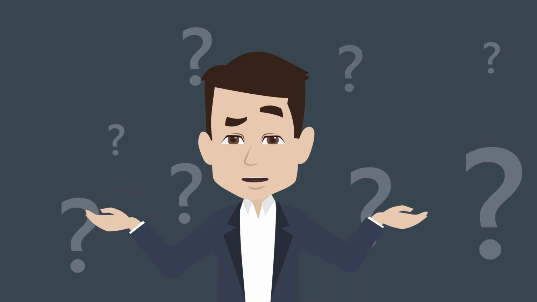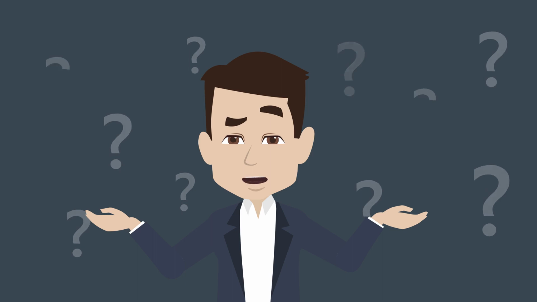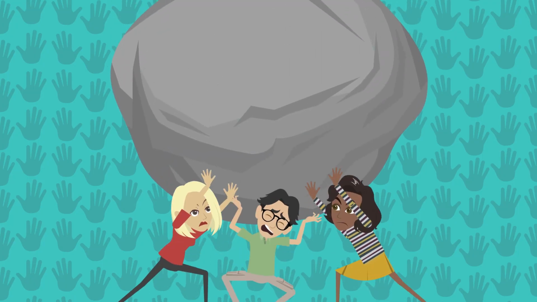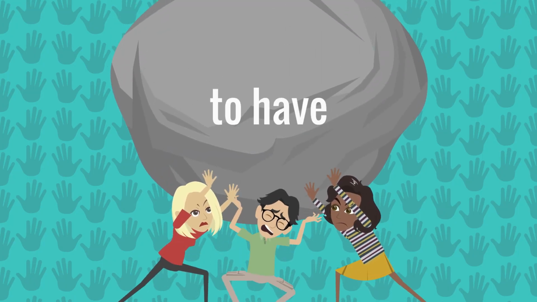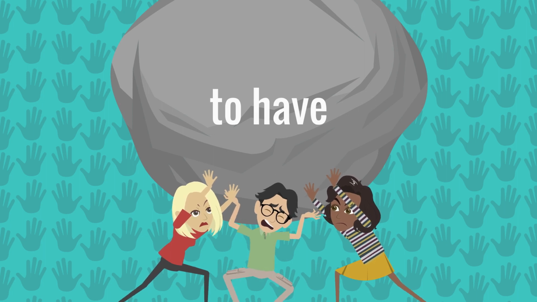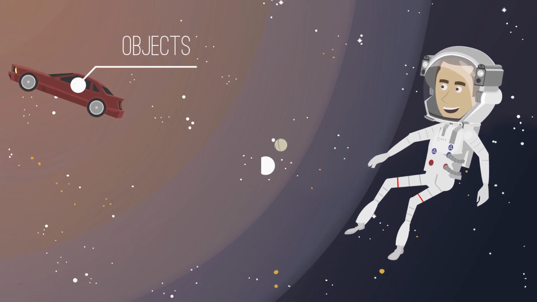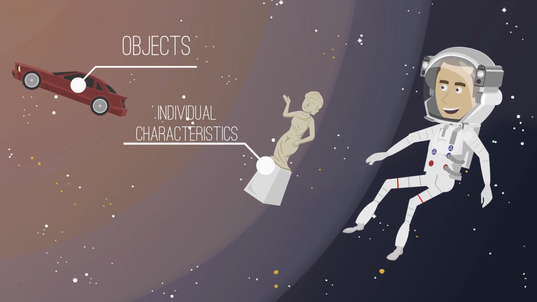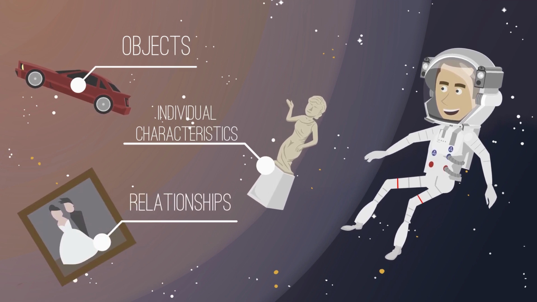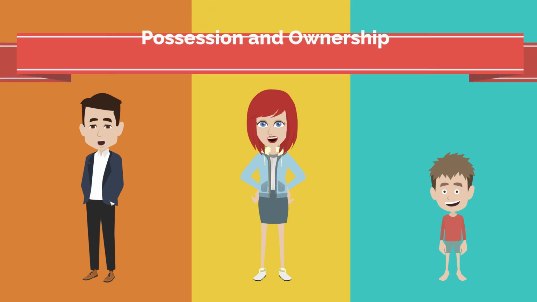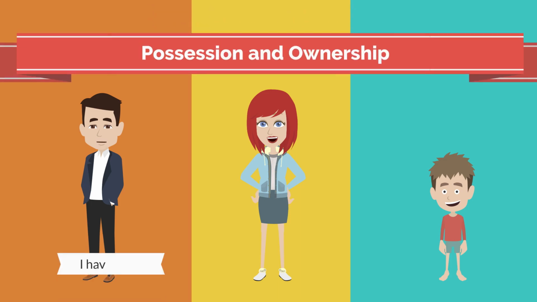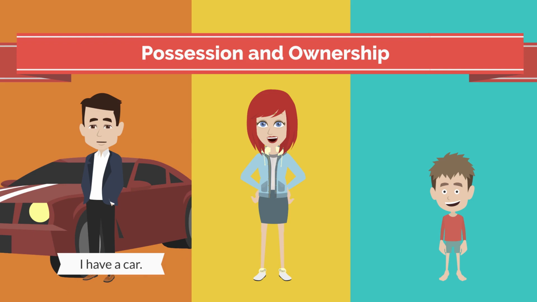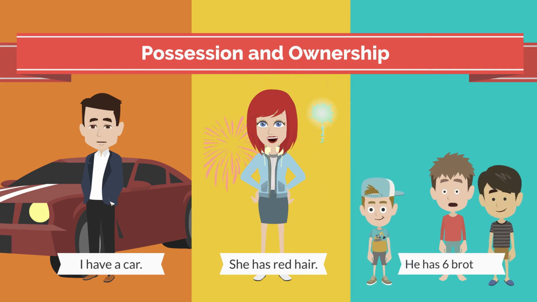But why do we use the verb to have in the present? The verb to have indicates possession and ownership of objects, individual characteristics, relationships, etc. For example, I have a car. She has red hair. He has 6 brothers.